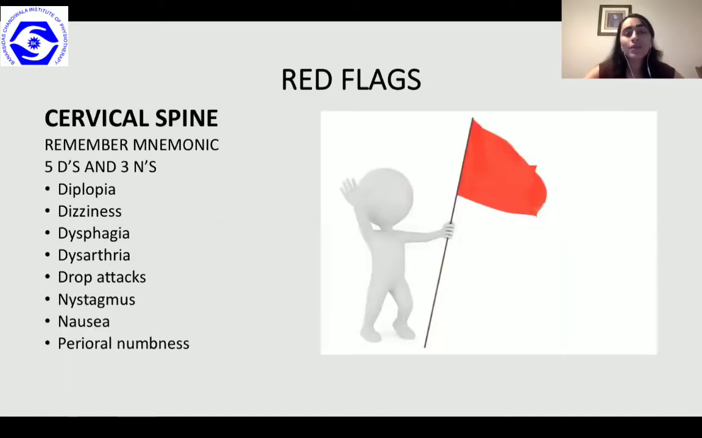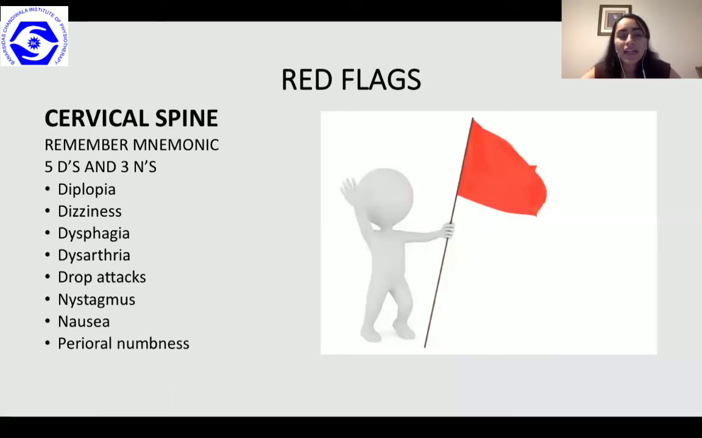And then we move forward towards the red flags. So whenever a patient comes to you with neck pain, make sure that before initiating any treatment, you rule out the red flags. So you can remember it this way, that there are 5 Ds and 3 Ns. The 5 Ds are diplopia, dizziness, dysphagia, dysarthria, and drop attacks. Nystagmus, nausea, and perioral numbness are the 3 Ns. The last ones are the 3 Ns.